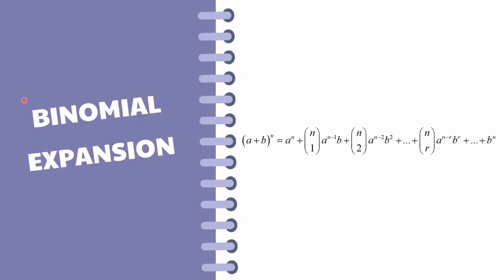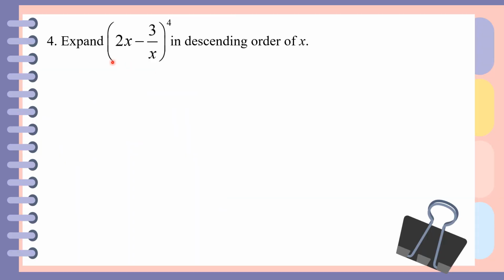Next, we'll carry out a binomial expansion using the binomial expansion formula. To expand (2x minus 3 over x) to the power 4, we will use the binomial expansion formula. To do that, you just need to look at the general term. Since the value of n is 4, we'll start with 4 choose 0, multiply by the a term, followed by the b term.